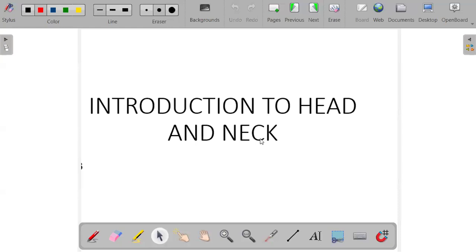Okay, so we are going to be looking at an introduction to head and neck. So why are we looking at the head and neck? When we are talking about the head and the neck, this is a specialized region of the body that contains the brain, and you find some major sensory organs and the beginning of the respiratory and the digestive system, and it's in this head and neck that we're going to find some important blood vessels and nerves.